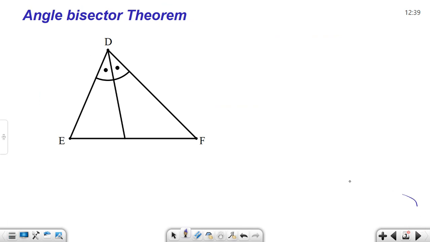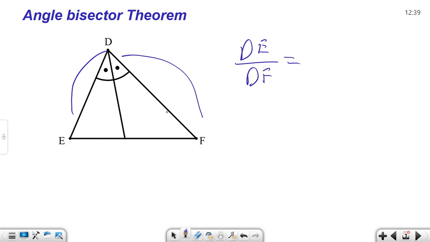And the angle bisector theorem. It wasn't in your book, but still there are some questions in the book, so I want to tell that one. If there's an angle bisector, DE over DF is equal to EA over AF. We can write a proportion if there's an angle bisector. Now we learned three things.